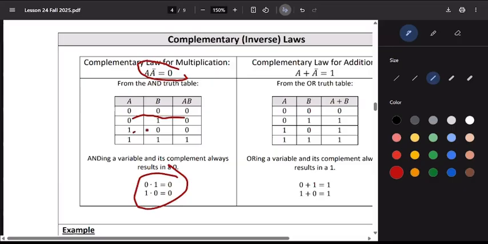And here, if I want to talk about using this law, adding the complement to the original A gives me 1. If you take a look at the OR truth table, we are adding two different inputs and we end up with 1 in this situation here. So that is the complementary aspect of the OR gate. That's exactly what I mean.